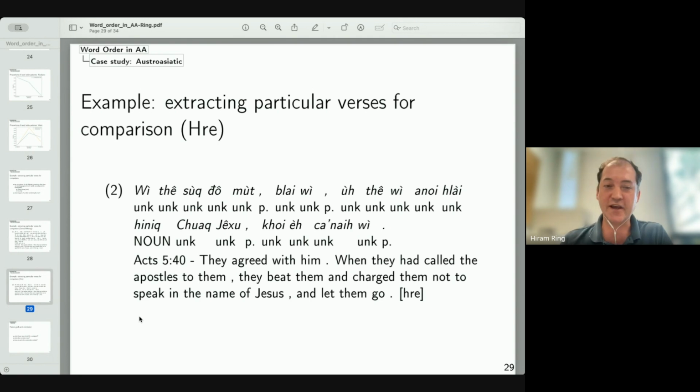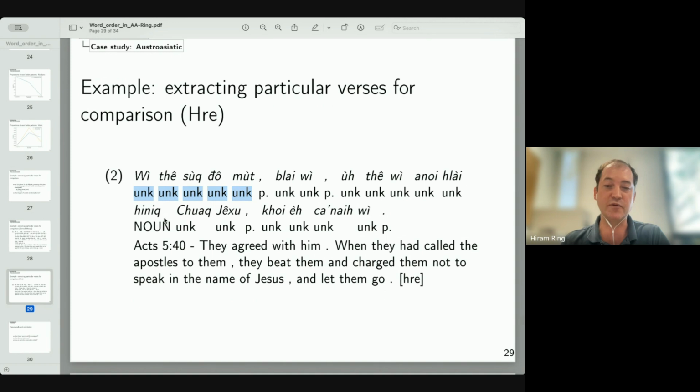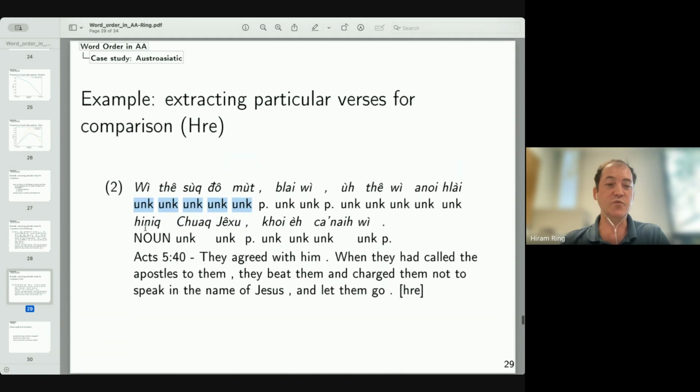We can also look at Hre. And here you see that there are a lot more unknown part of speech tags. The only thing that this particular tool was able to identify clearly was this word, which I don't even know if that's accurate. So this means that for some of the verses, the identification of parts of speech is going to be lacking. And so the question is, how much information can we actually gather from this? If we have better annotation, we can extract more information.